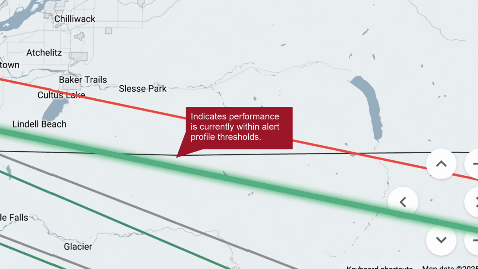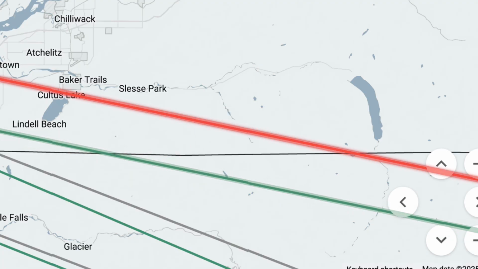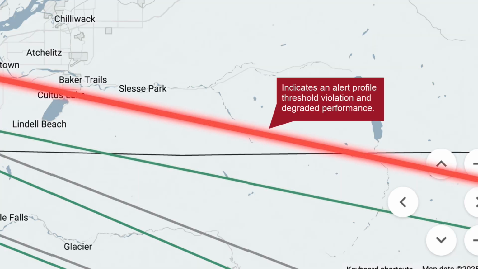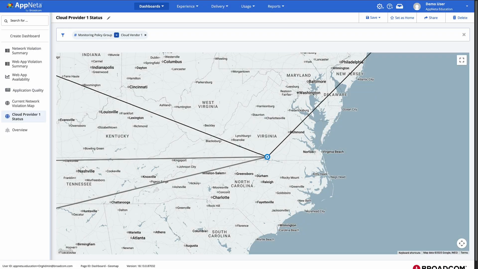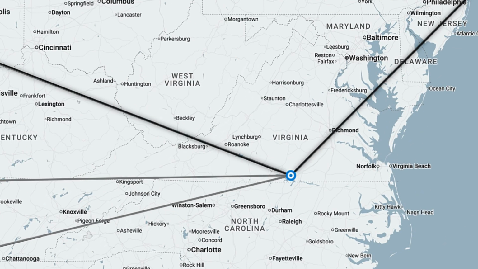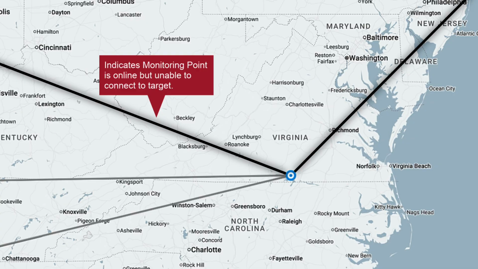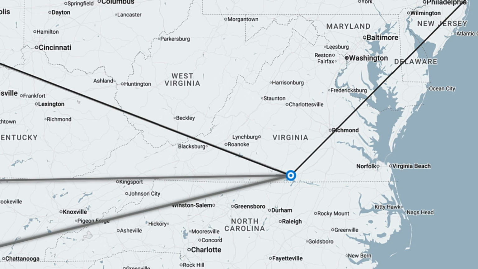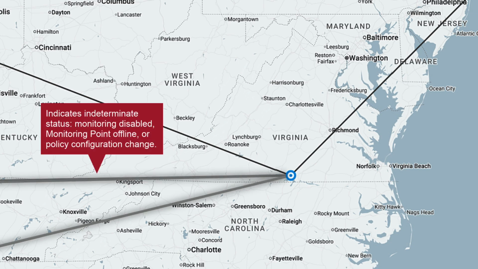Green indicates that the path performance is currently within the thresholds defined in the alert profile. Red lines indicate an alert profile threshold violation, which indicates degraded performance. Black lines indicate connectivity loss to the target, meaning the monitoring point is online but is unable to connect to its target. Gray lines indicate paths with an indeterminate status. This status typically occurs if monitoring is disabled, a monitoring point is offline, or when a policy configuration change triggers a reevaluation of the path status.